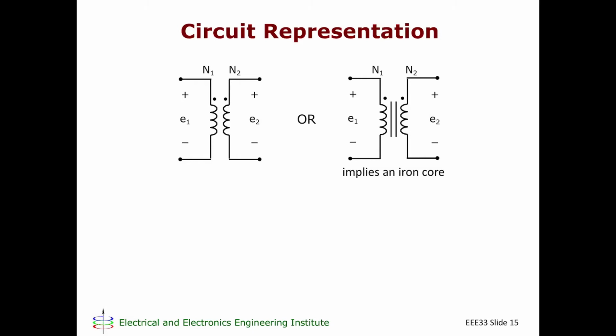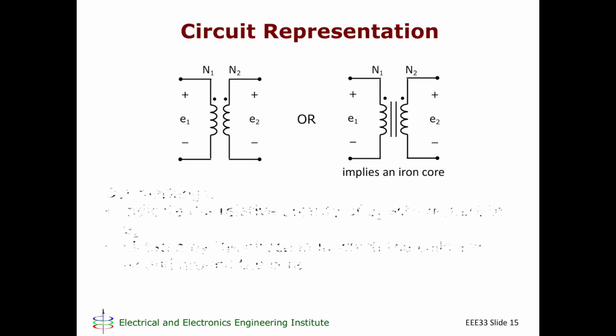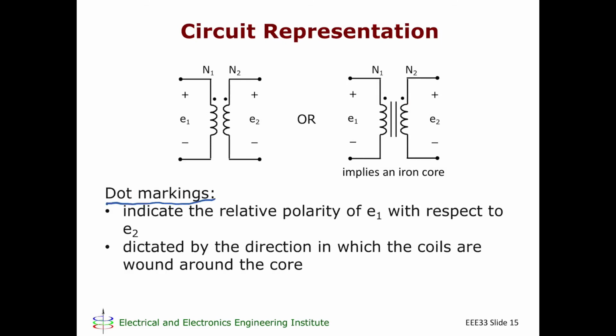Notice we have two dots here and two dots here. We call those our dot markings. And this indicates the relative polarity of E1 with respect to E2. This is dictated by the direction in which the coils are wound around the core. In other words, if I have this dot marking, say this dot and this dot, if this is E1, then my E2 is going to have this polarity, E2. That is dictated by the direction in which the coils are wound around the core.